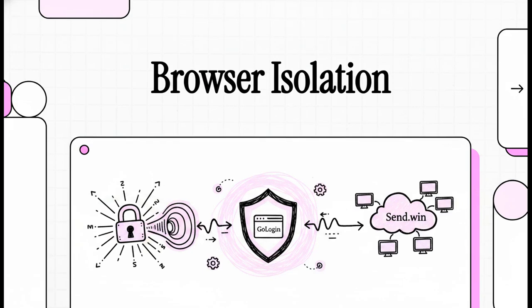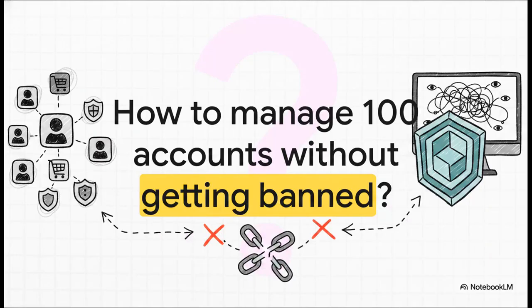Welcome to this explainer. Today, we're cracking wide open exactly how digital platforms track you across the web and looking closely at how advanced isolation tools attempt to keep your identity completely secure. So if you've ever wondered how modern privacy tools actually work under the hood, you are definitely in the right place. We're going to examine traditional desktop solutions like GoLogin and then objectively compare them to emerging cloud-based platforms like Send.win. But first, let's start with a massive, real-world challenge.